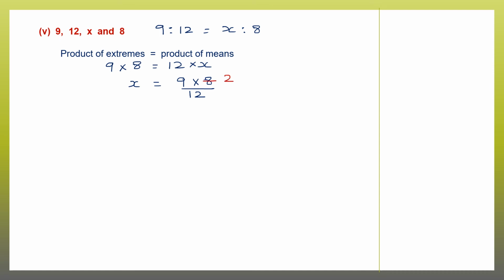4 2s are 8, 4 3s are 12. I can cancel 3 and 9. 3 1s are 3, 3 3s are 9. Now let's multiply. In the numerator I have 3 2s are 6 and in the denominator I have 1. So that is 6 by 1. 6 by 1 is equal to 6. So I found x is equal to 6. So the answer to question 5 is 6.